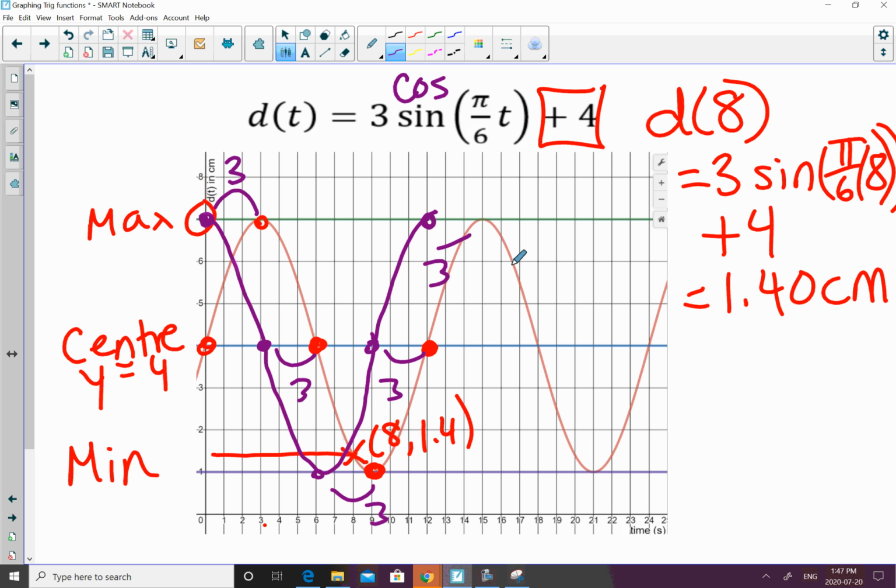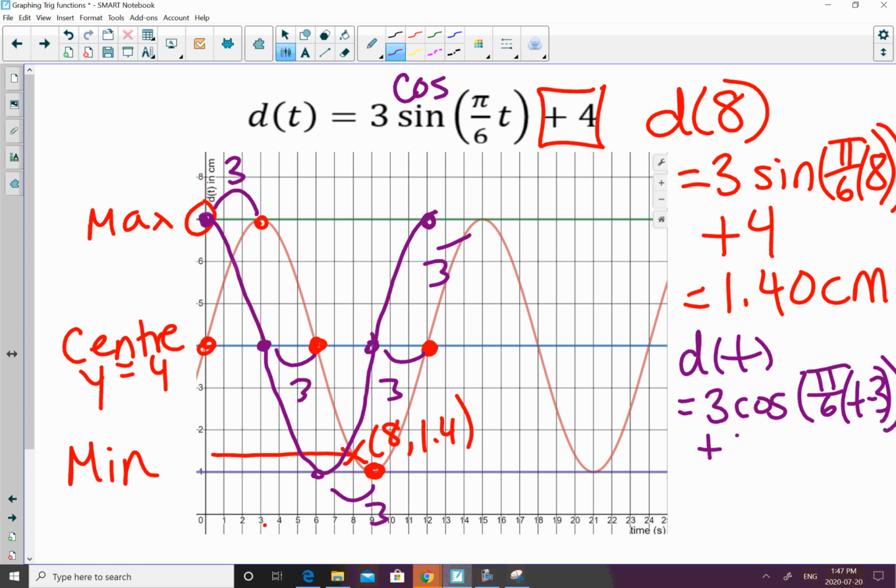Okay, so when we rewrite our equation then, d of t is going to be 3 cos pi by 6 (t minus 3). We'll shift it 3 units to the right, and make sure you put it inside brackets in factored form, plus 4. So the only change there is that we're putting in this t minus 3 to shift everything over 3 units to the right.